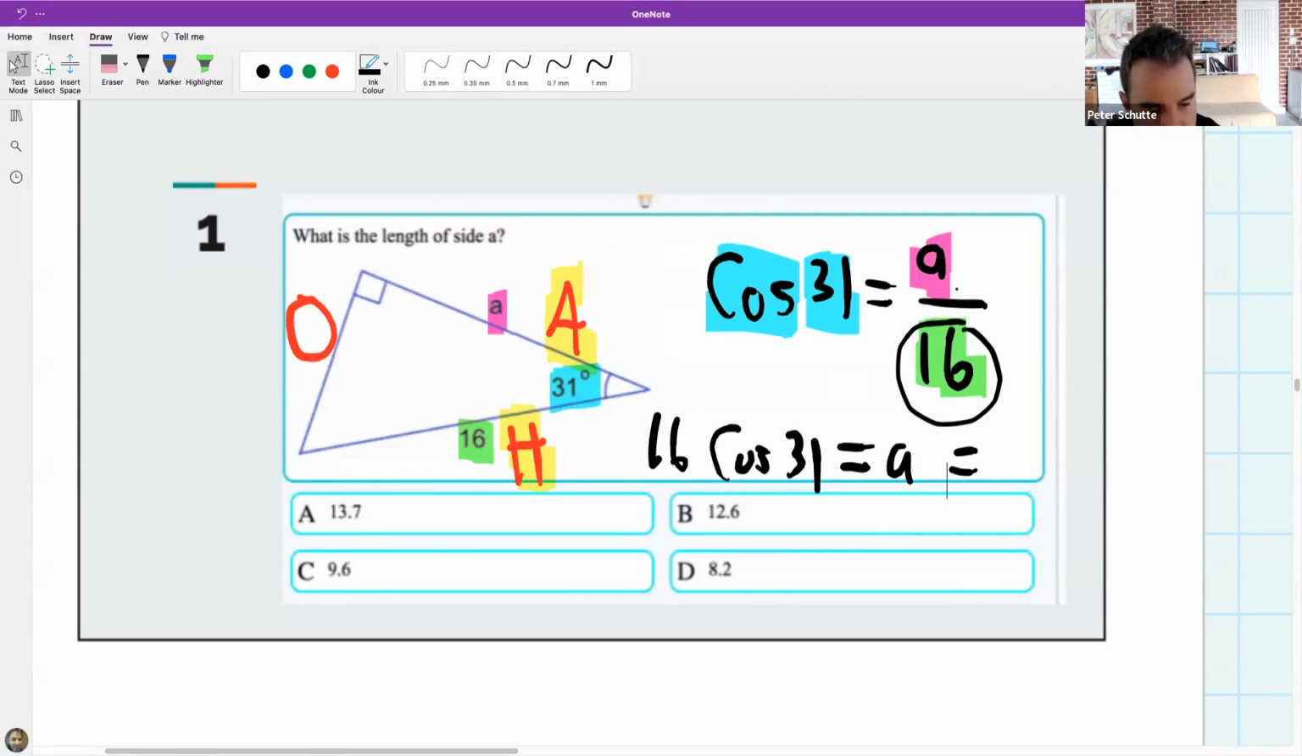Oh, there's quite a few different things. Have I got my calculator nearby? Let me grab my thing quickly. So 16 times the cos of 31, I get 13.71. So I would go for option A as the correct answer.